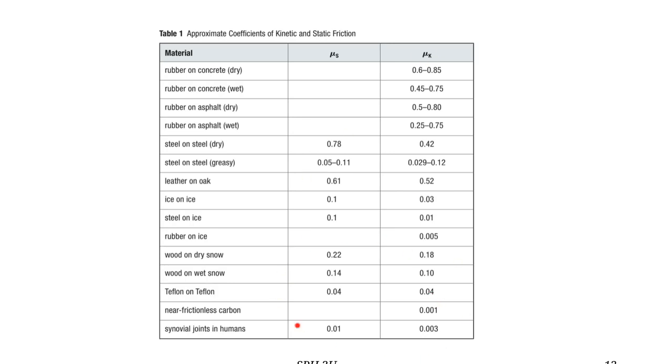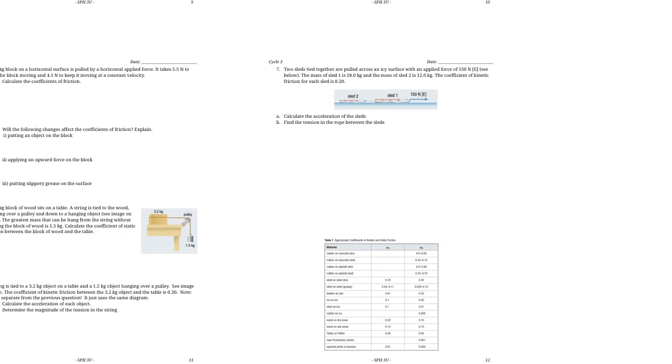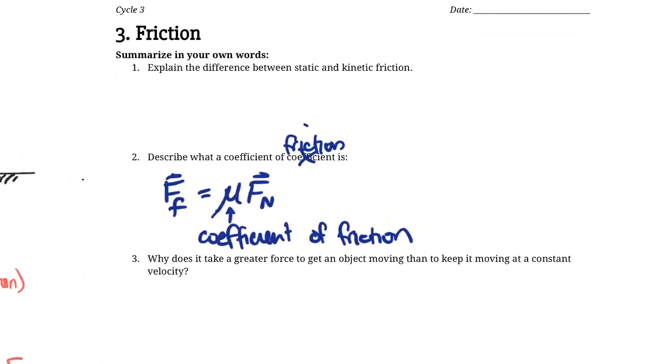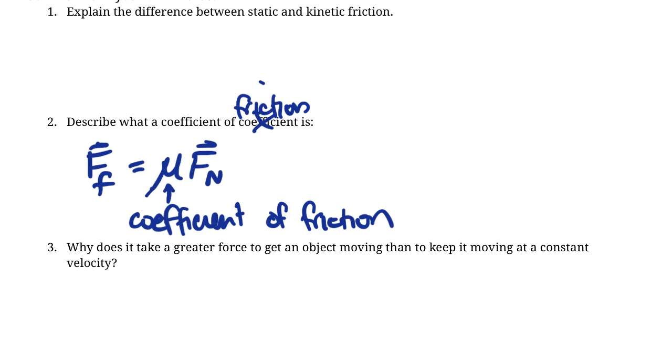So depending on whether the object is stationary or moving, it's going to be different. But these are all decimals because, for example, for wood on dry snow, 22% of the normal force gets converted into friction force. Or if the object is already moving, 18% of it gets converted to friction force. So this is a very convenient way to calculate, or approximate, I should say, a friction force acting on an object, as long as we know the normal force or the weight of that object.